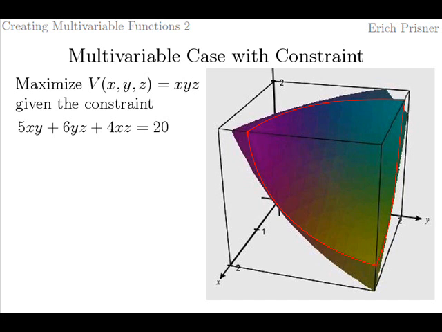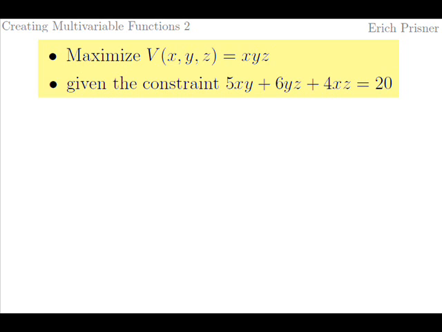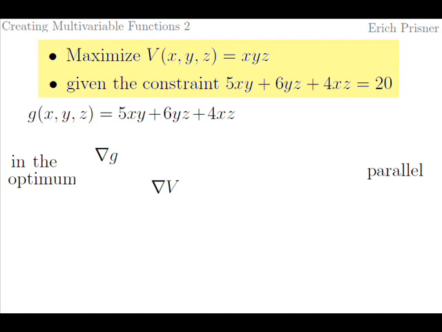Let's again show the surface of the restriction together with one level surface of the volume function v. The level surface of v is the one with the red border. Both these surfaces touch at one point, which is the optimum. We know that in the optimum the gradient of the function g of xyc, which is 5xy plus 6yc plus 4xc, which has our restriction equation as one of its level surfaces, and the gradient of this function v must be parallel.